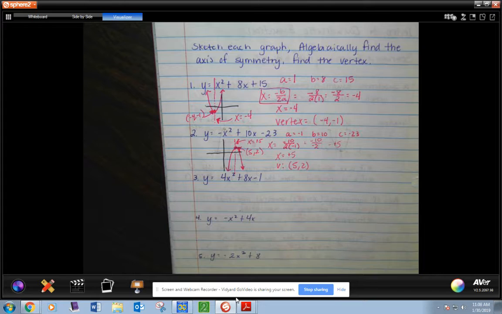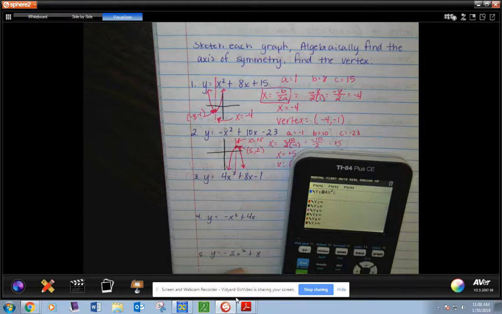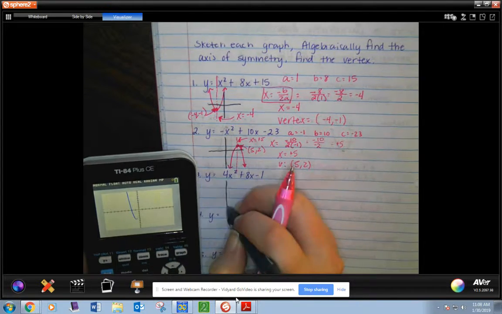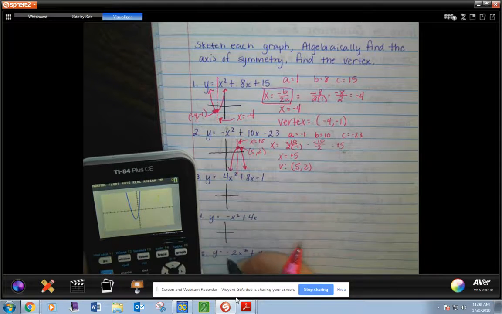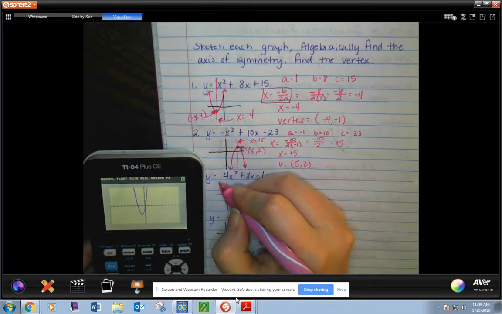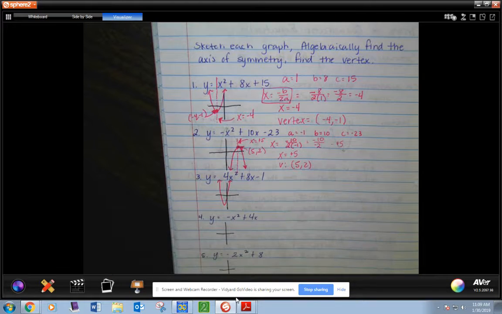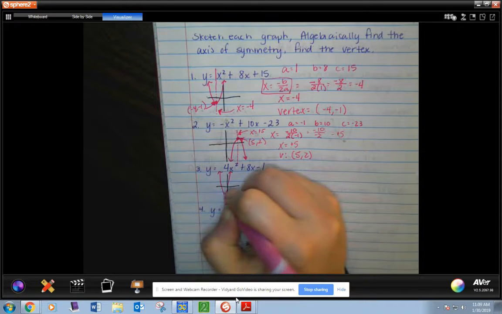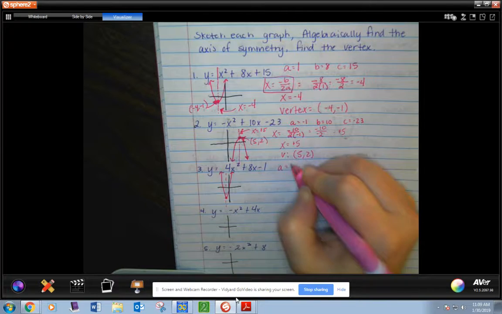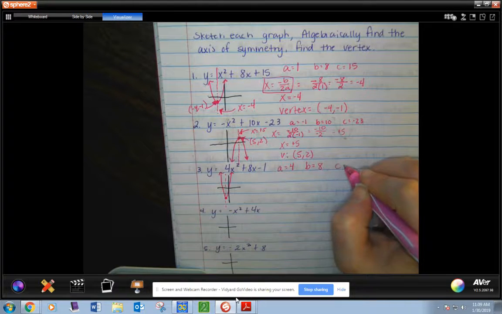Okay, for my next example, 4x squared plus 8x minus 1, I'm going to graph. Okay, so here we go. This graph looks skinny and long. So something like that. Vertex, axis of symmetry. A is 4, because that's the first number. B is whatever's with x. And C is whatever's by itself.